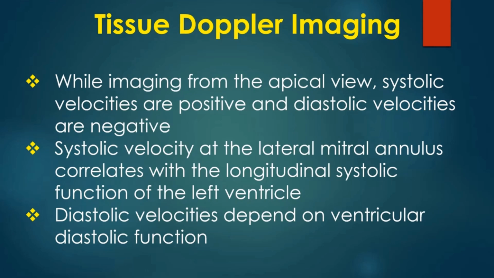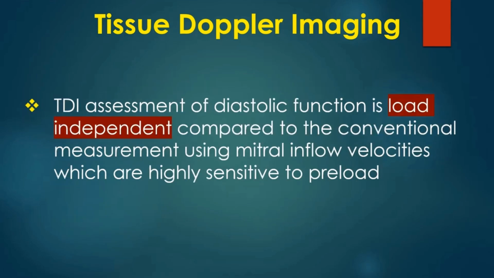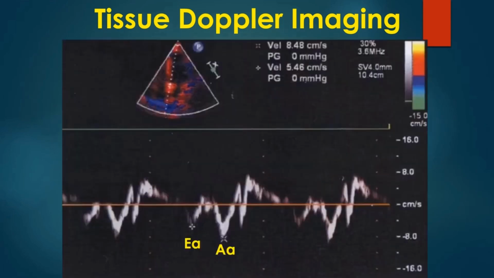Systolic velocity at the lateral mitral annulus correlates with the longitudinal systolic function of the left ventricle. Diastolic velocities depend on ventricular diastolic function. TDI assessment of diastolic function is load independent compared to the conventional measurement using mitral inflow velocities, which are highly sensitive to preload. Tissue Doppler imaging at the level of the mitral annulus septal side illustrating EA and AA.